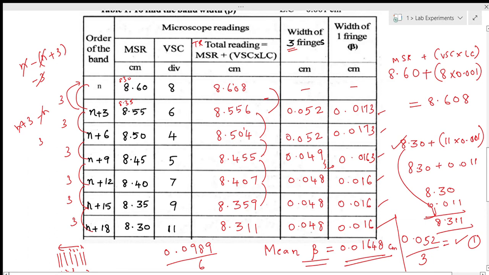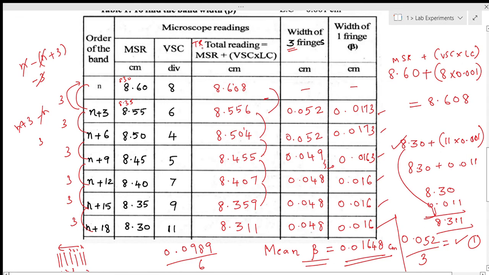I repeat it here. After taking the readings, that is MSR VSC of the nth fringe, n plus 3, n plus 6, n plus 9, n plus 12, n plus 15, n plus 18, based on the requirement, n plus 21, in that way it can go up to n plus 30 also.